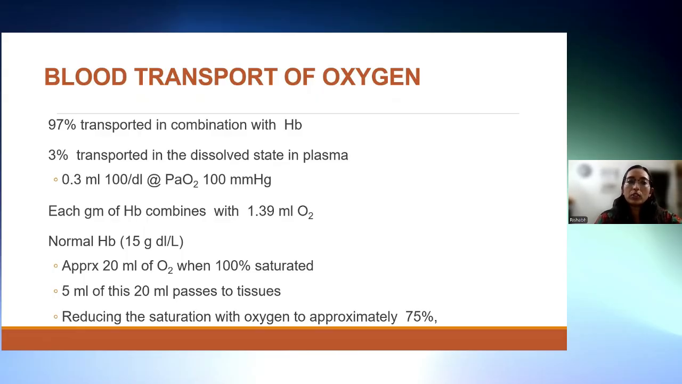If you just go about the oxygen transport, 97% is transported in combination with hemoglobin, and 3% is transported in the dissolved state in plasma. Each gram of hemoglobin combines with 1.39 ml of oxygen. A person with a normal hemoglobin of about 15 gram has about 20 ml of oxygen when 100% saturated. When it passes to the tissue, about 5 ml is lost, reducing the saturation of oxygen to about 75%.